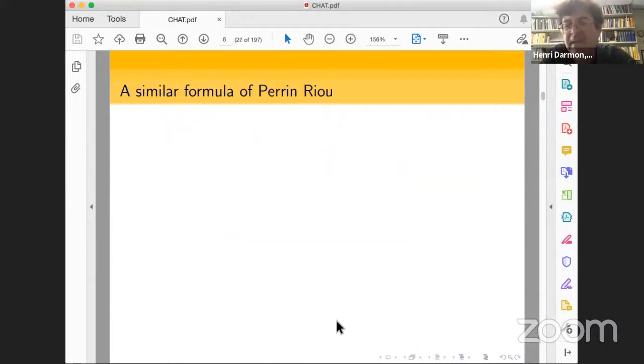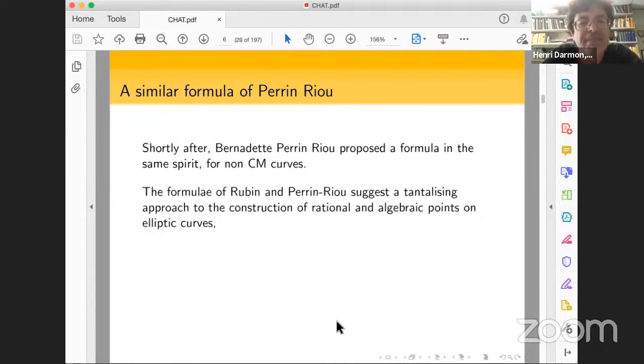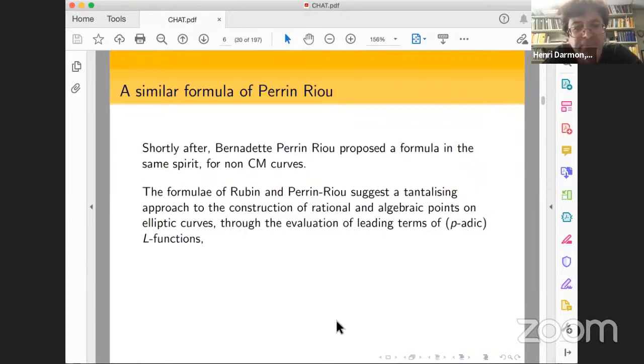And later, I think Bernadette Perrin-Riou proposed a similar formula for non-CM elliptic curves, for modular elliptic curves, but without complex multiplication. And these two formulae suggested at the time a very tantalizing approach to the construction of rational and algebraic points on elliptic curves via the evaluation of p-adic L functions, or via leading terms of L functions. We could take the leading term of a suitable p-adic L function, take its square root, exponentiate, and then would obtain, at least modulo torsion, a generator for the Mordell-Weil group of elliptic curves in certain favorable situations.